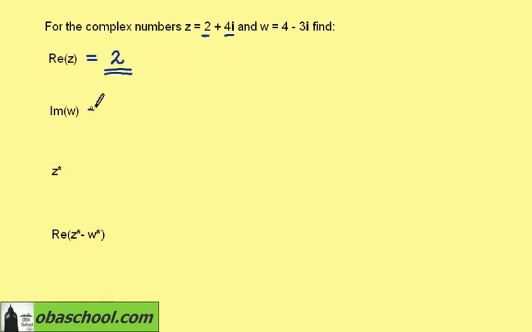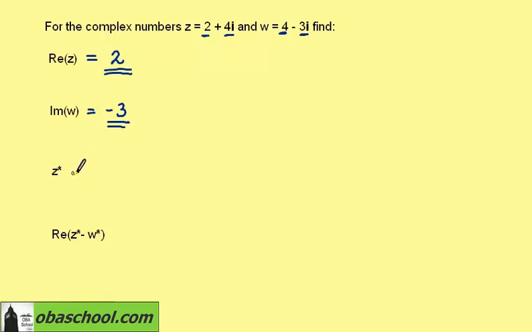We now want the imaginary part of w. Here's the real part, and here's the imaginary part. When we put down the imaginary part, however, we only put the coefficient of i. So the imaginary part of w is just minus 3.